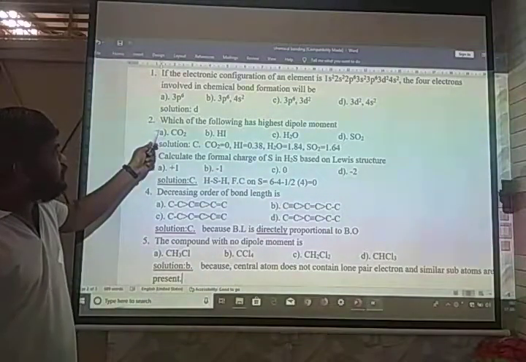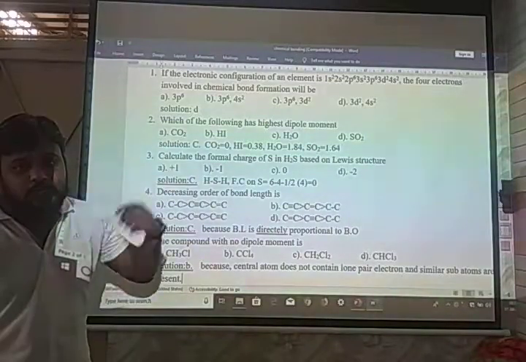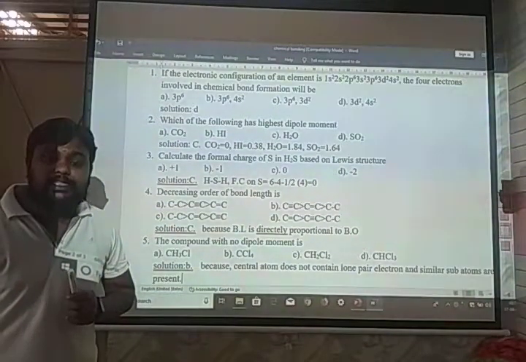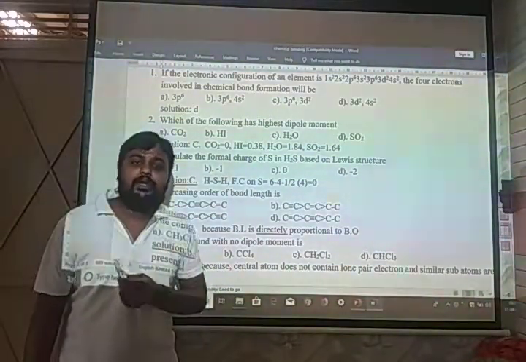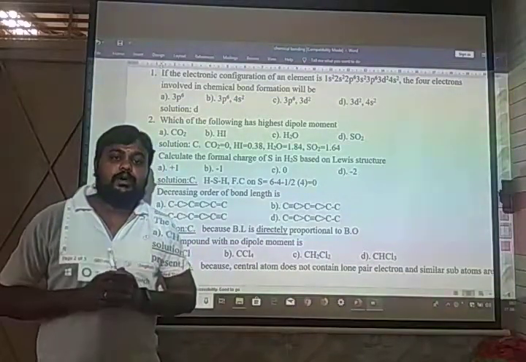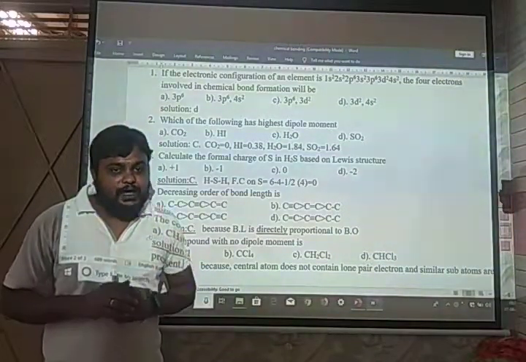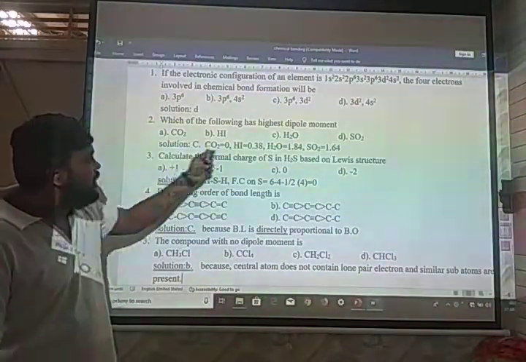So next is, which of the following has the highest dipole moment? I already told you in the synopsis itself, dipole moment is a vector quantity calculated using the formula mu equal to q into r, where mu is dipole moment, q is charge, and r is the distance of separation. So here they gave a few examples.